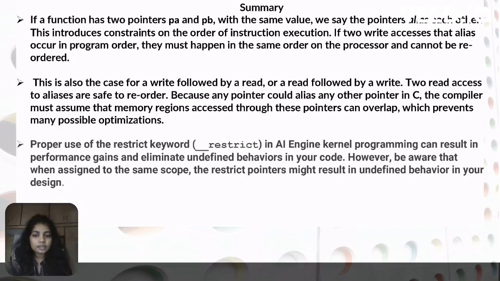Because any pointer could alias any other pointer in C, the compiler must assume that memory regions accessed through these pointers can overlap, which prevents many possible optimizations. Proper use of the restrict keyword in AI engine kernel programming can result in performance gain and eliminate undefined behaviors in your code. However, be aware that when assigned to the same scope, restrict pointers might result in undefined behavior in your design.